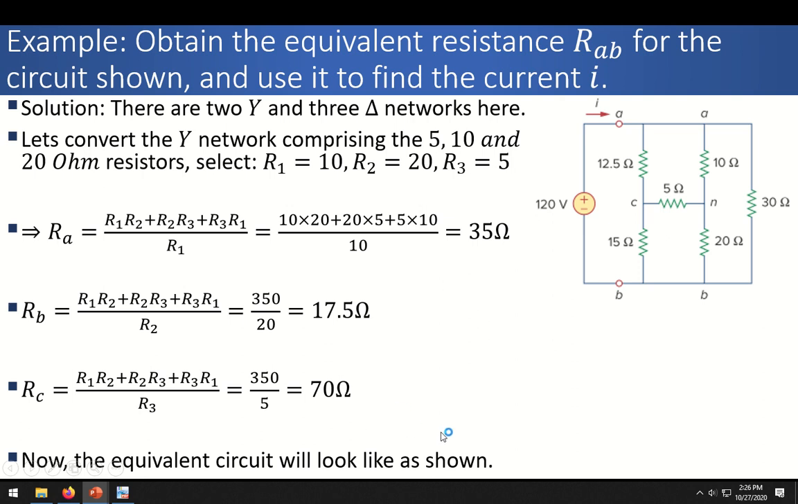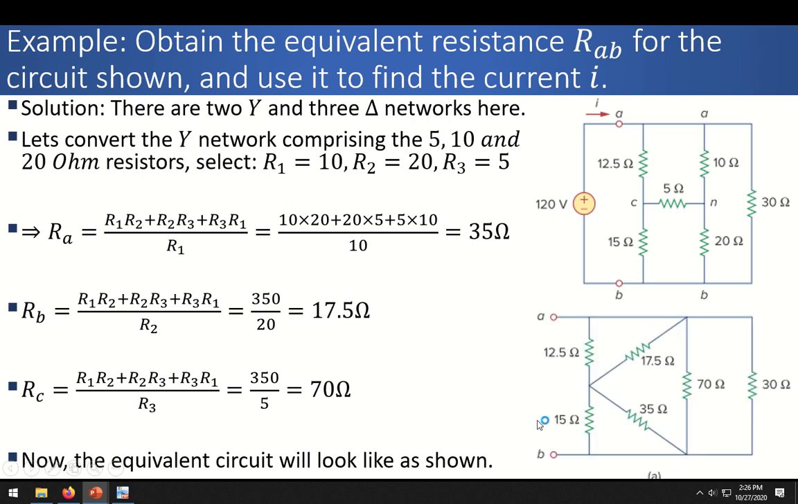So now the equivalent circuit will look as shown. First of all, because we want to compute the resistance, obviously the 120 volt source will be disconnected. So we have terminals A and B. Since we have not simplified the 12.5, 15 and this 30 ohm resistance, these resistances will be intact. It means that these will not be changed, only this network will be replaced by the delta network. So this is our actual replaced equivalent network. So we have actually one point here.